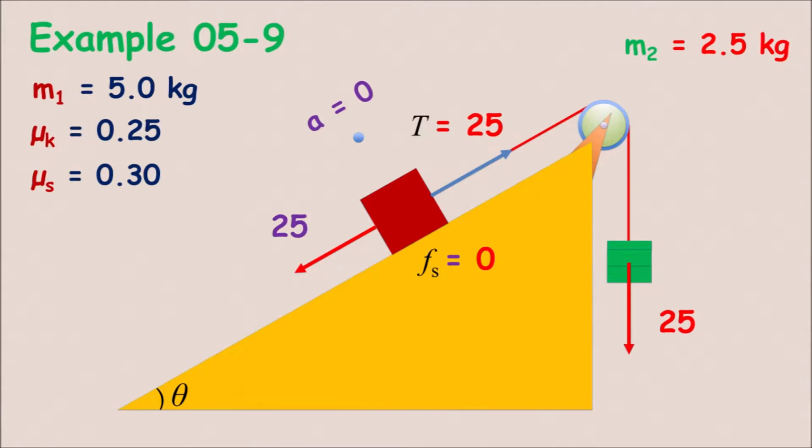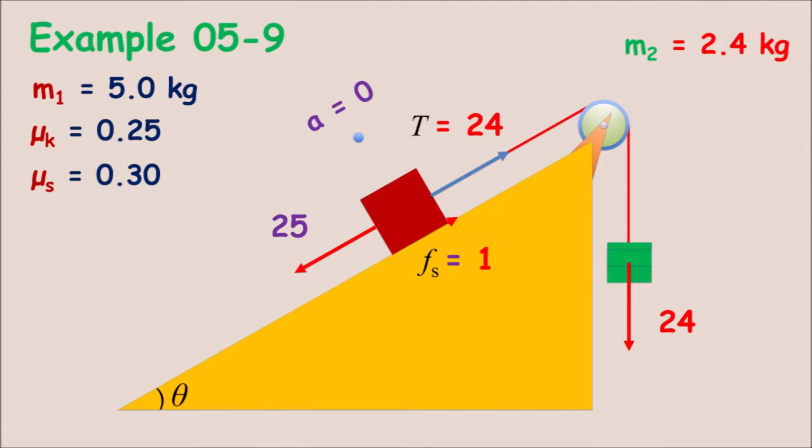Now let's see what happens if we decrease the weight of M2 by 1 Newton. If we do that, the tension force on block 1 also decreases to 24 Newton. Now the forces on block 1 do not balance anymore and block 1 tends to move down the ramp. This is when the static friction kicks in to keep it from moving. So the static friction adjusts itself to exactly balance the forces on block 1. Therefore it changes to 1 Newton up the ramp.